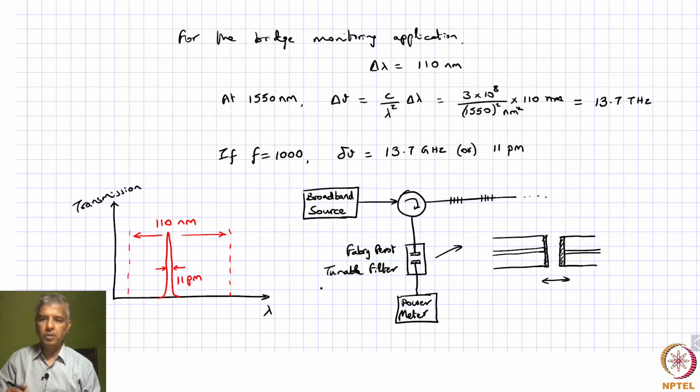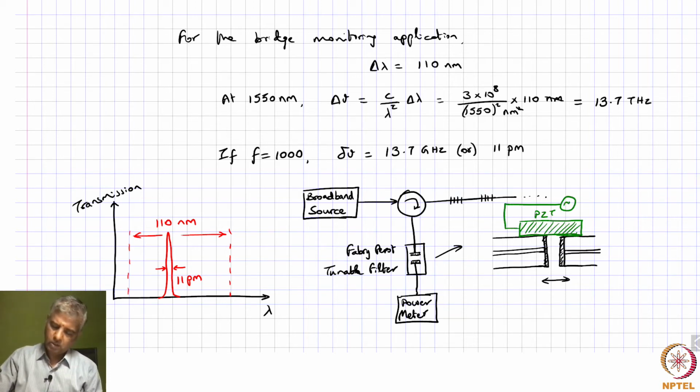Now, how do we do this precisely? Well, what you can do is mount this on a piezoelectric element, right. So, this is actually a PZT, and then apply a certain voltage to this PZT, in which case the PZT will expand, and since it is bonded over here, that will essentially change the position between the mirrors, and that is what is going to make it a tunable filter.